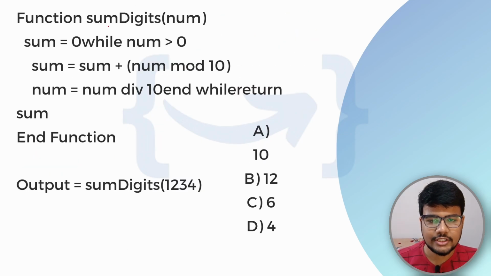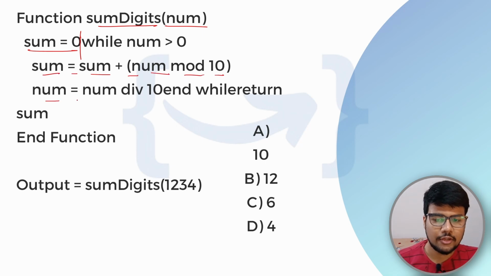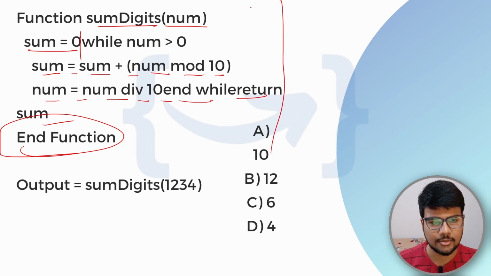Now, function sum of digits of num. Okay, sum is 0. While num is greater than 0, what we need to do? Sum equals sum plus num mod 10. Great. So num equals num div 10, and end while, return sum, end function. Okay, so let me write this question in a particular manner because I guess there is some issue with that.